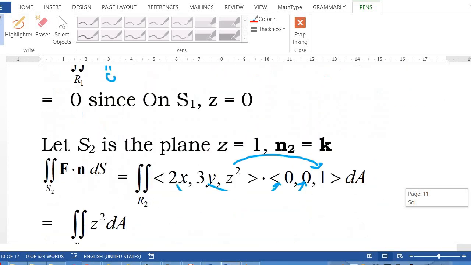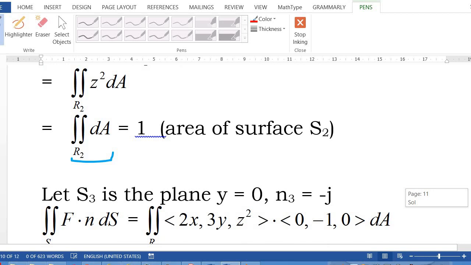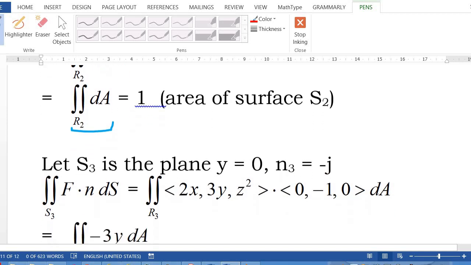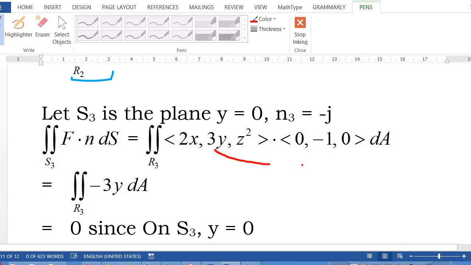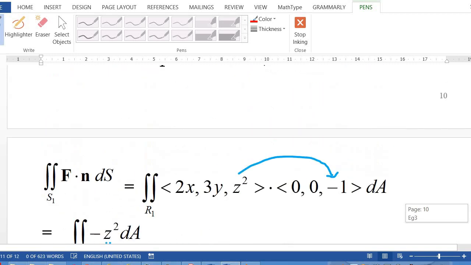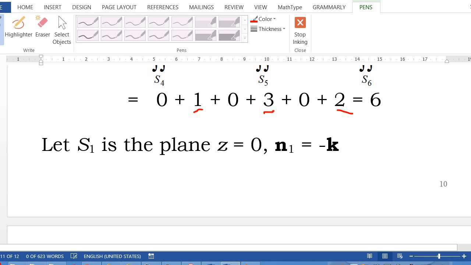So that's why for S3, plane y equal to 0, y equal to 0 at the zx plane, and the flux flowing out, the unit normal vector, which is parallel with our y-axis, is negative j. Evaluate the dot product, you have only 3y times negative 1, so negative 3y. On surface S3, y is 0. So that's why the third result is 0.